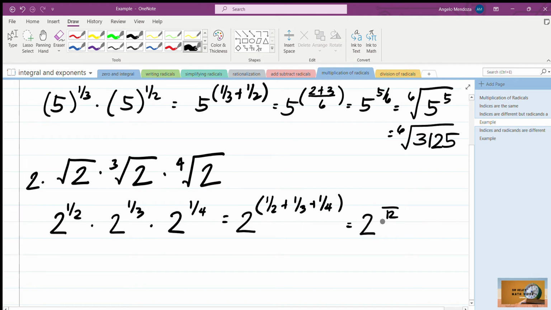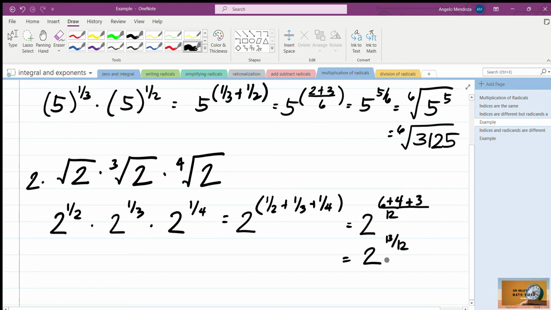So 2 raised to 12. We can multiply first the numerator, then divide by the denominator. So 12 times 1 divided by 2 is 6, plus 12 times 1 divided by 3, which is 4, then 12 times 1 divided by 4 is 3. So that is a single denominator, so we can add the numerators: 2 raised to 6 plus 4 is 10, plus 3 is 13 over 12.